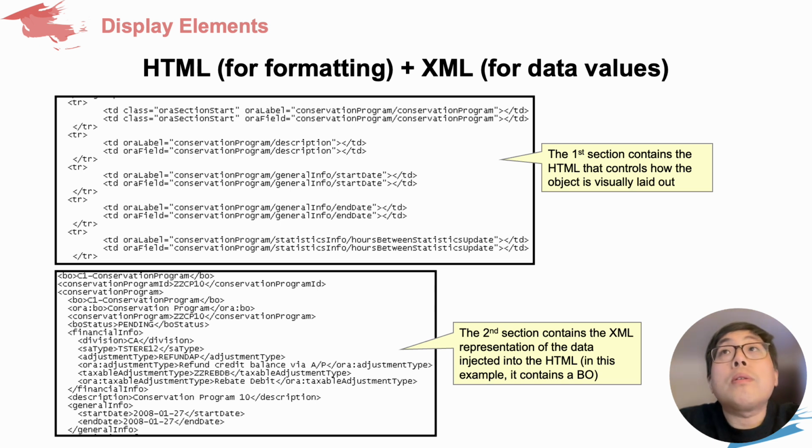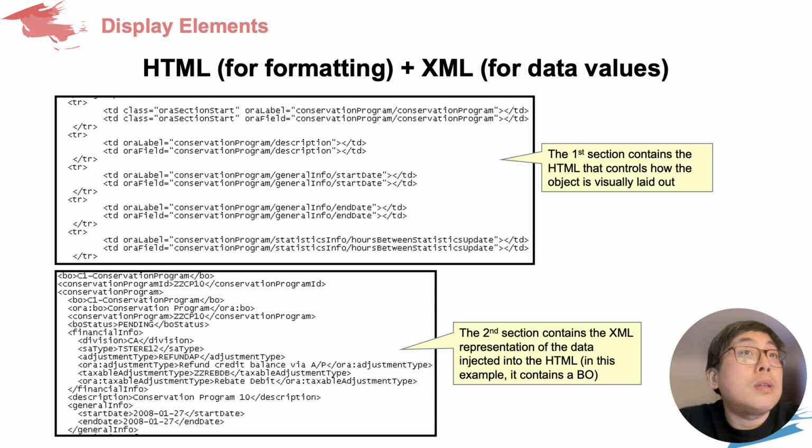So over here, the first section on the top contains the HTML. So we can see, for example, we're using some of the elements from the base product, which are called Aura label and Aura field. So these elements are basically looking within the schema, where there is a conservation program and description.